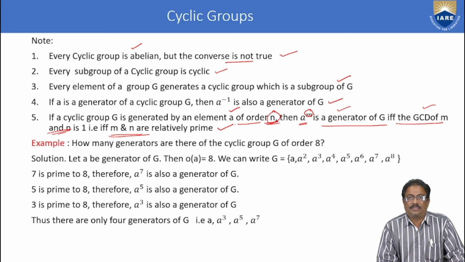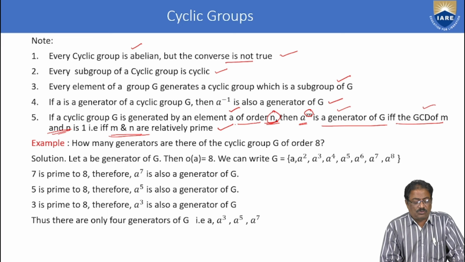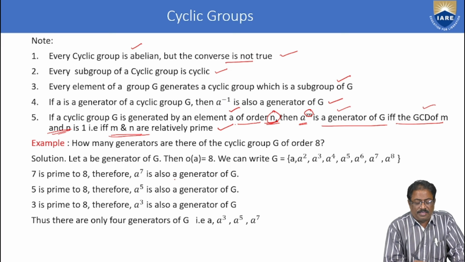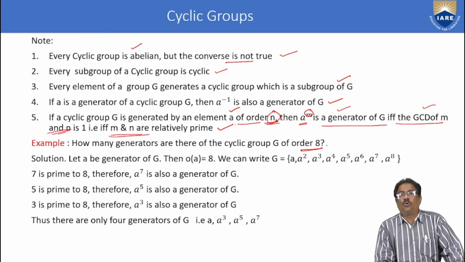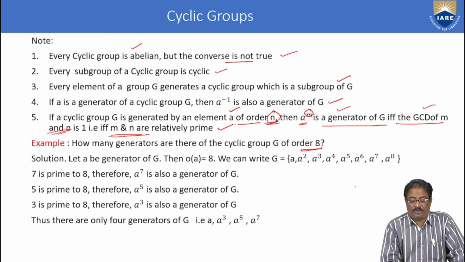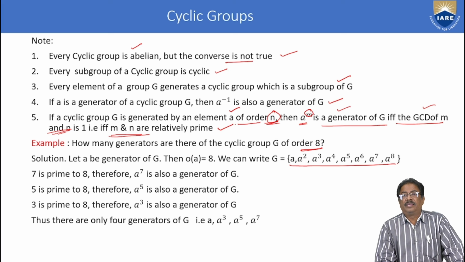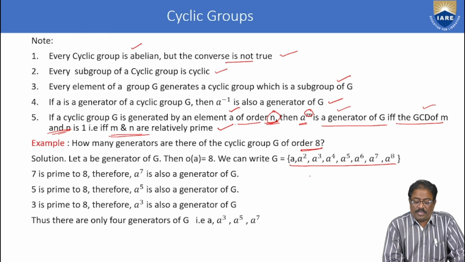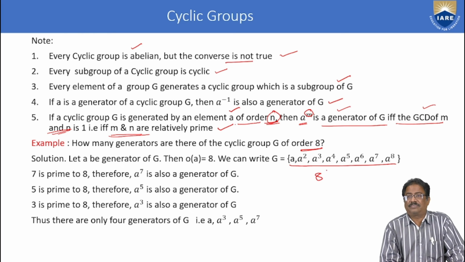That is also another generator. Let us go for the other one. Let us say here the order of a cyclic group is given directly, 8. So up to 8, how many elements do we have to consider?